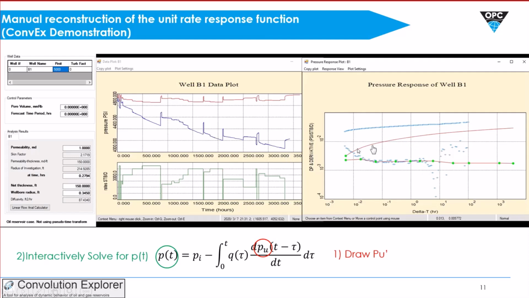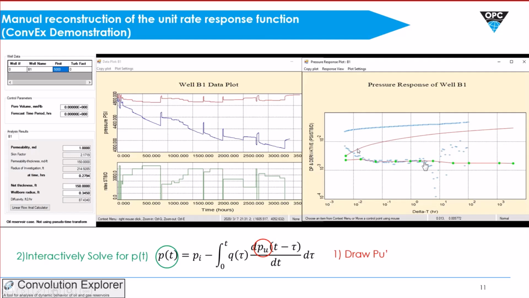And in red, on the top curve, we have the unit rate response function. And on the bottom red curve, we have the derivative of the unit rate response function. So what we're going to do is use the blue information, the build-up in superposition time, to help us draw the radial flow part of the response function.